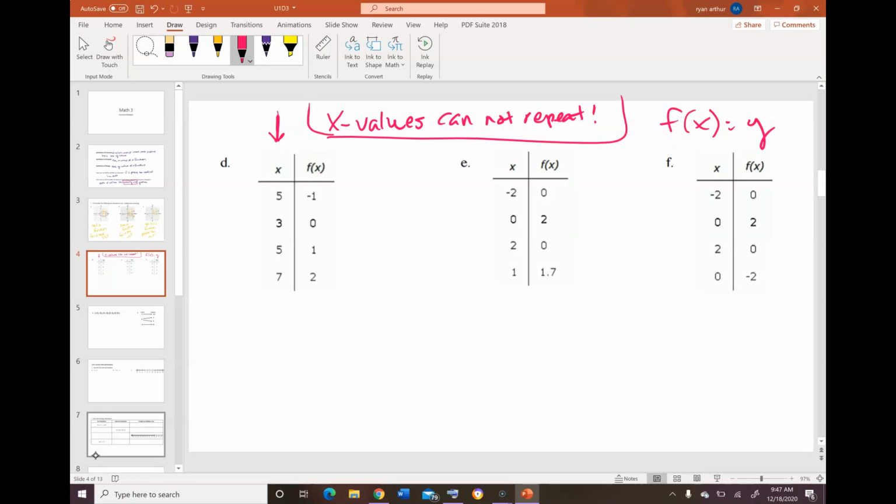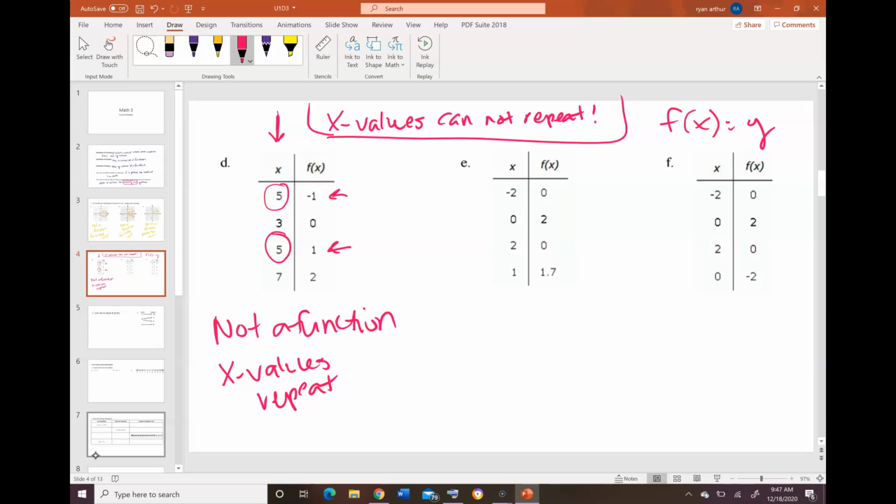So we're looking at the x values. Do they repeat? Yes, I've got two 5s there, so this is not a function, because 5 has two different y values. Your x values repeat. See how this one has a -1 and that has a 1? They repeat, so it is not a function.